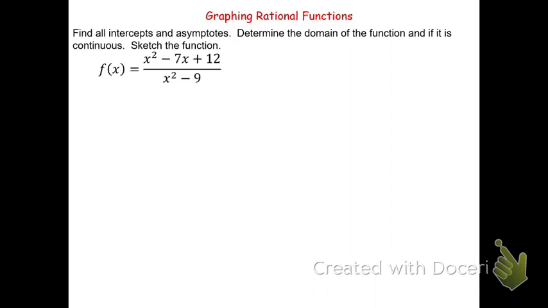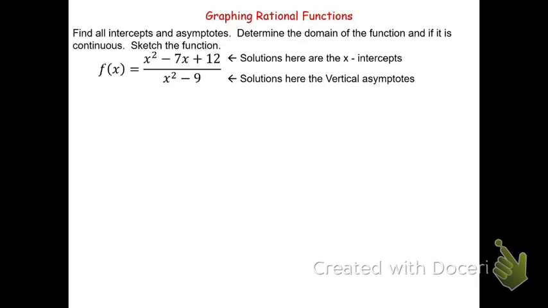Here we have f of x equals x squared minus 7x plus 12 divided by the quantity x squared minus 9. Recall from previous discussions that the numerator, or the top, gives me the solutions that are going to become x-intercepts if they're real. And the bottom, if they're real, are going to be where the vertical asymptotes are. All right, so let's start by factoring this function.